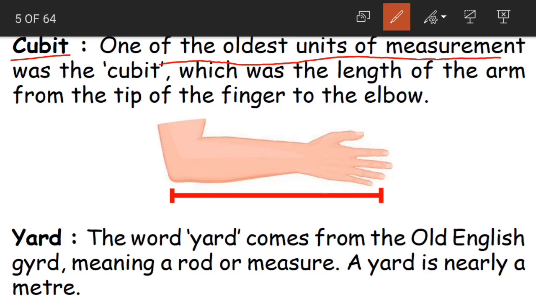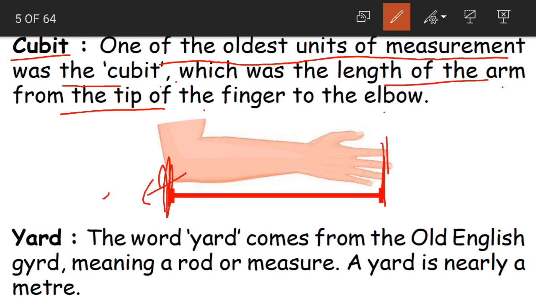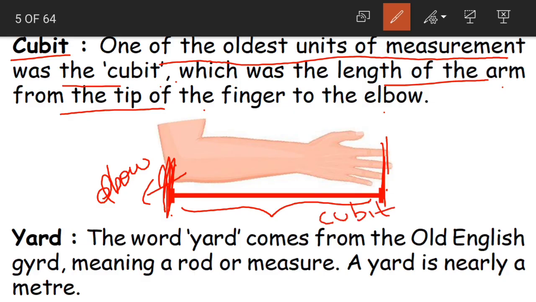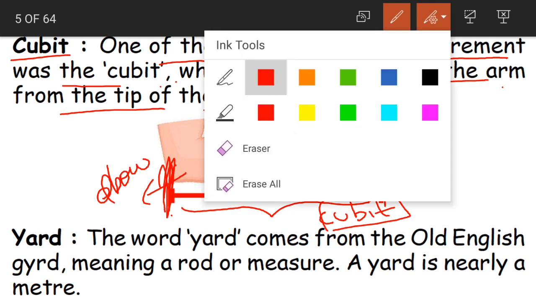One of the oldest units of measurement was the cubit, which was the length of the arm from the tip of the finger to the elbow. See, this is the tip of the fingers here. From here to our elbow. This is the elbow, right? So, from the tip of the fingers to the elbow, that distance was called as 1 cubit. Now, this cubit was also used to measure the length of the given objects.